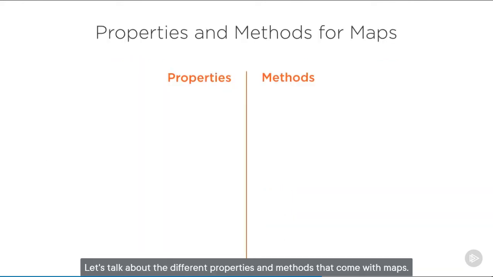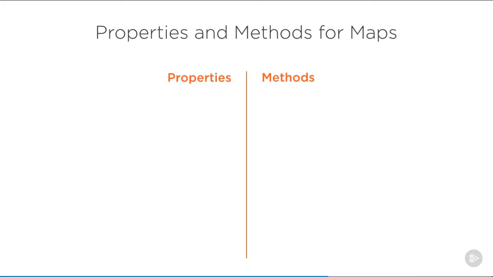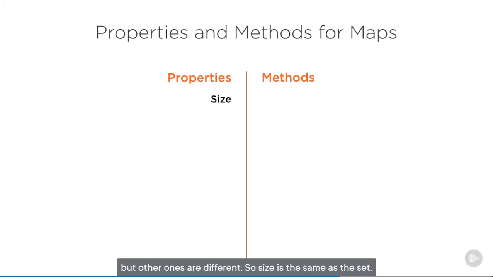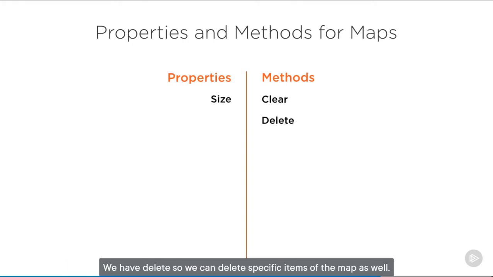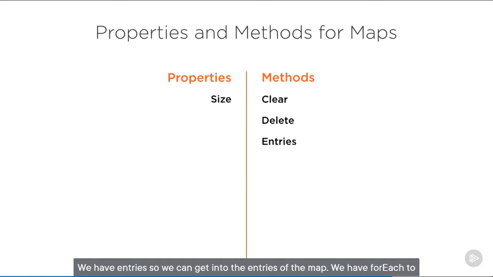Let's talk about the different properties and methods that come with maps. Some of them are very similar to sets, but other ones are different. So size is the same as the set, so we have access to the size, but that's pretty much it. We can get the size of the map, but we don't have access to a lot of other properties there. But as far as methods go, we have clear, so we can clear out the map completely. We have delete, so we can delete specific items of the map as well. We have entries, so we can get into the entries of the map. We have forEach to be able to iterate through them.